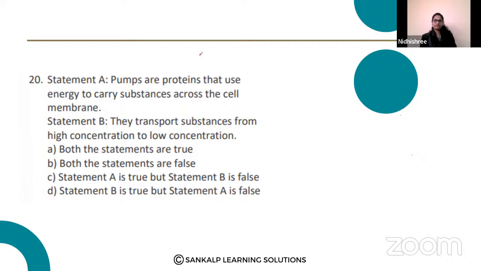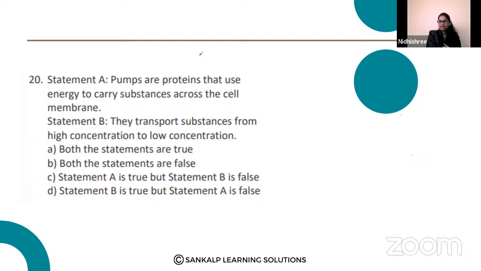Hemashri option C. So here pumps are proteins that use energy in active transport. They expend energy to carry substances across the cell membrane. Statement A is true. Statement B, they transport substances from high concentration to low concentration. Obviously it is wrong, guys. Because when going from high concentration to low concentration, you don't need energy at all. Why is there a need of energy?